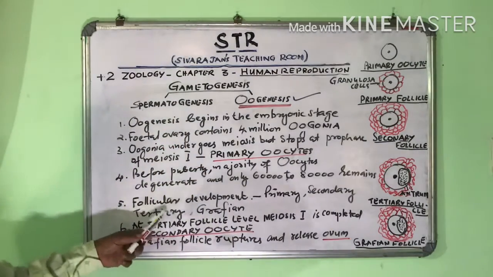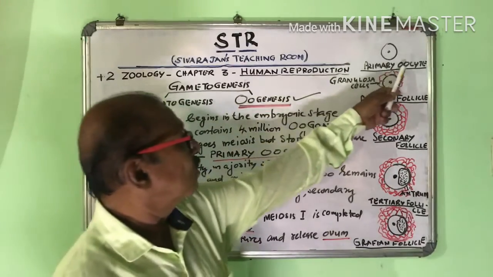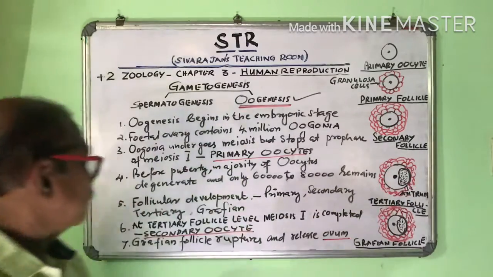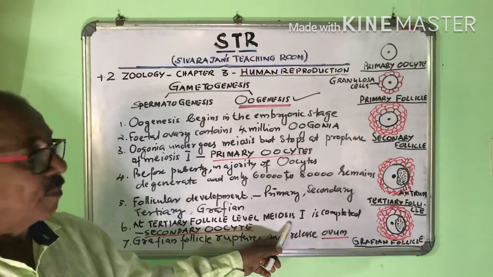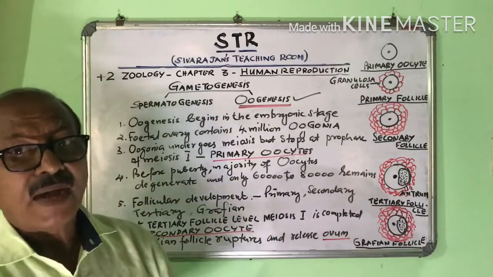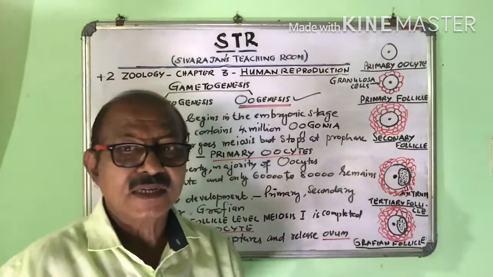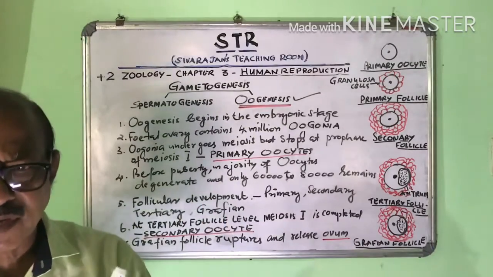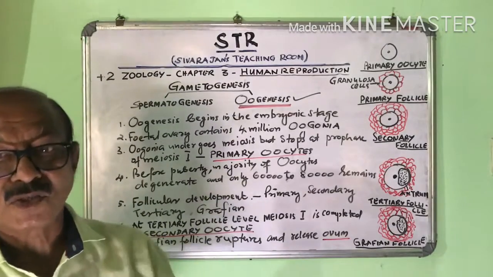Now at the stage of tertiary follicle, what happens? Meiosis 1 is completed. The diploid nucleus in the primary oocyte divides into 2 haploid cells, but there is unequal division in the cytoplasm. That means one cell is very large and one cell is very, very small, and the small cell is called a polar body and it is destroyed.